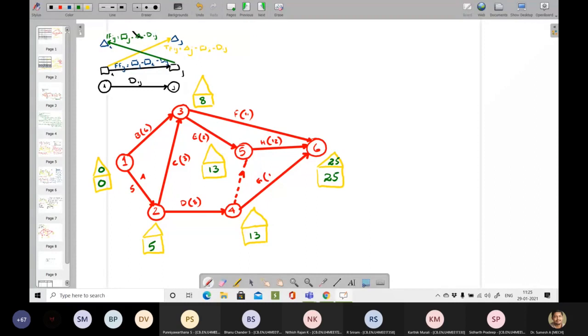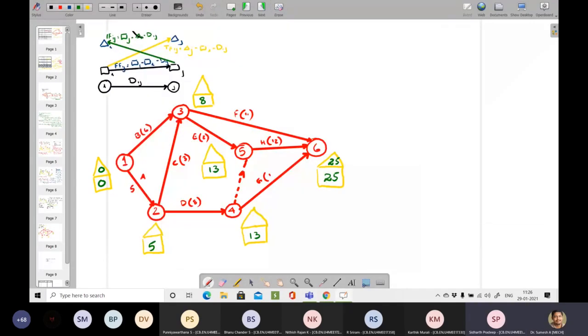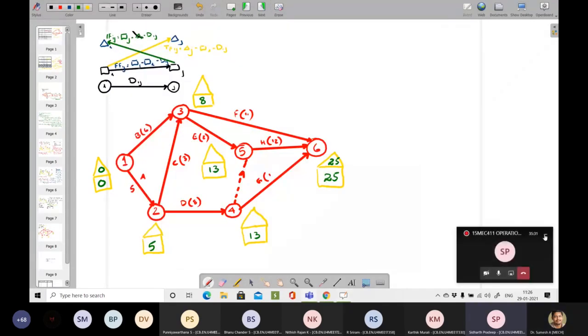Tell me the critical path. I'm getting 1 2 5 6, sir, but 1 to 5, 2 5, no activity is there. Yeah, no activity is there, but for all others I'm getting slack, sir.